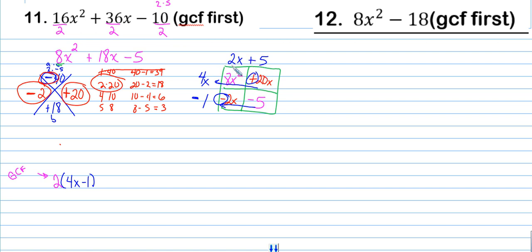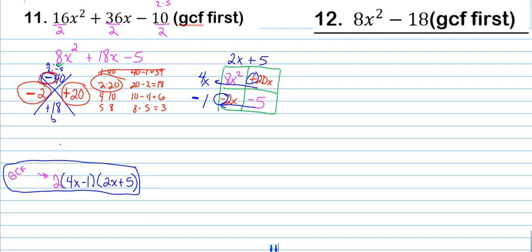Double check. 4 times 2 is 8. X times x is x squared. 2 times -1 is -2, and then there's just 1x. 4 times 5 is 20, and then there's just 1x. 5 times -1, -5, so it works. Okay? And so you get your other factor of 2x plus 5. And so that becomes the final answer.